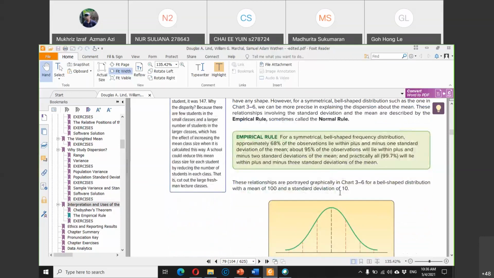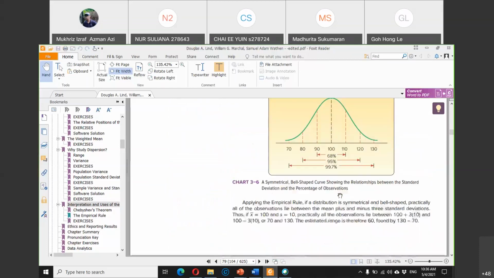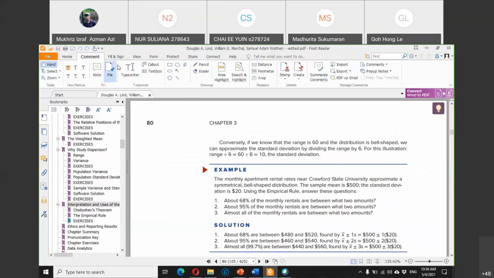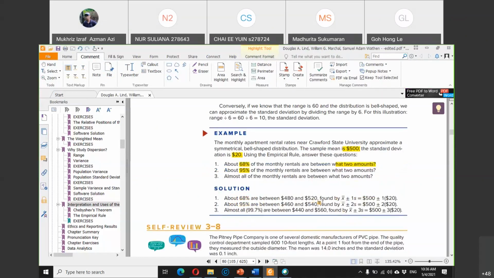But for the empirical rule, you can also calculate the range of your data that falls within plus or minus 1, 2 or 3 standard deviations. For example, here you are given the mean value as 500 and the standard deviation as 20, using the empirical rule. About 68% of rentals are between 1 standard deviation of the mean. So you know that 68% is within ±1, 95% is within ±2, and almost all, 99%, is within ±3.